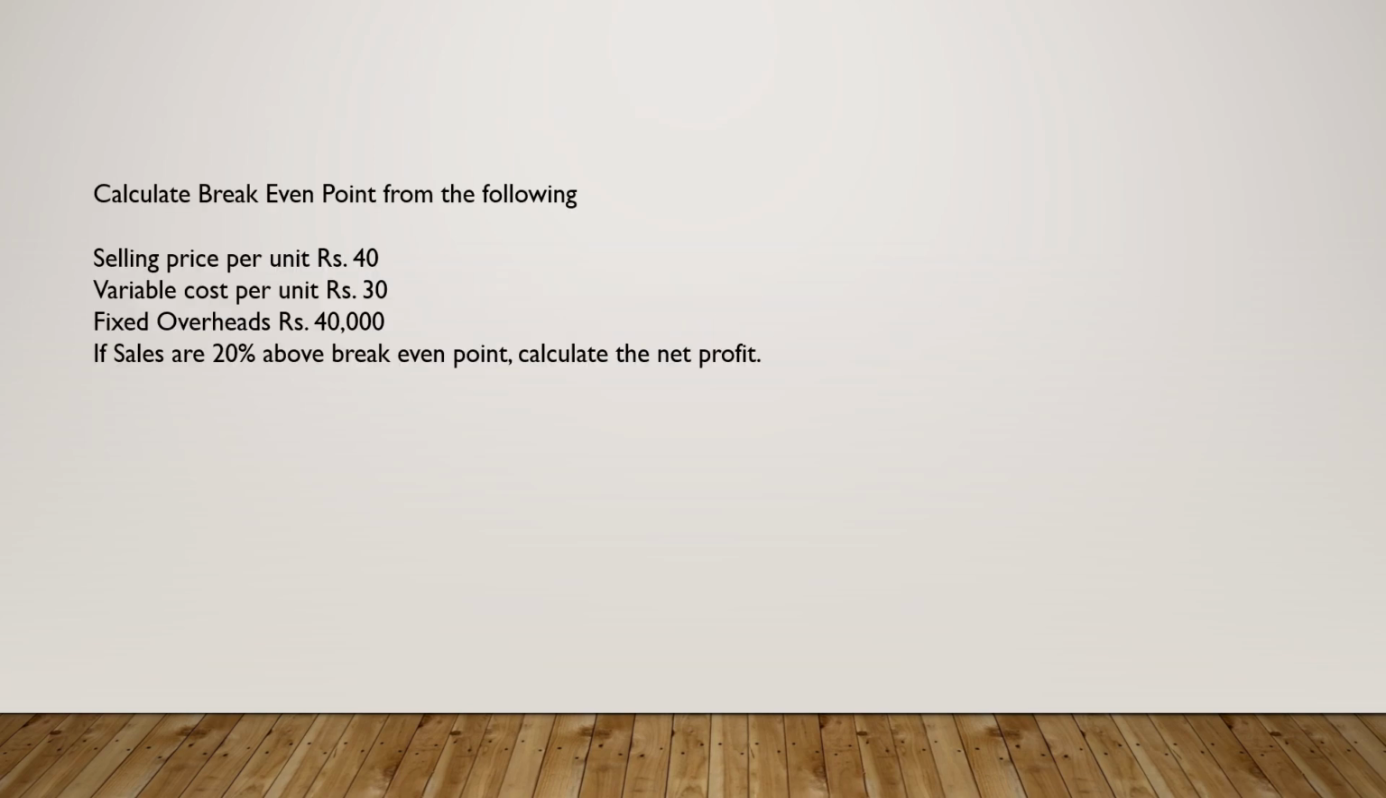So this is the first question. The question is: calculate the break-even point from the following. Information given is selling price per unit rupees 40, variable cost per unit rupees 30, fixed cost is rupees 40,000, and it is also said if sales are 20% above break-even point, calculate the net profit. So two things to calculate in this: one is break-even point, and the second one is net profit when the sales are above break-even.